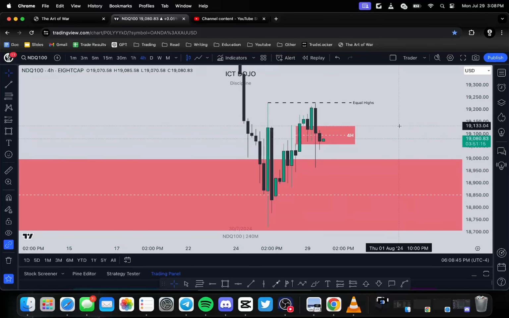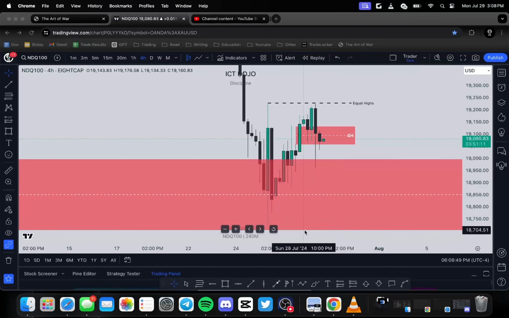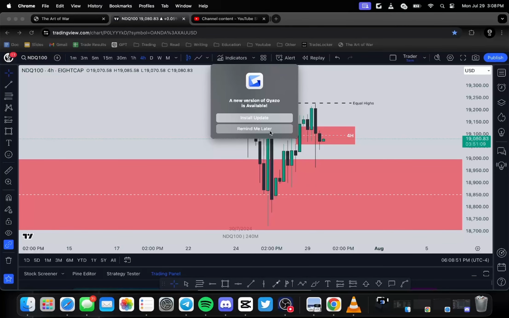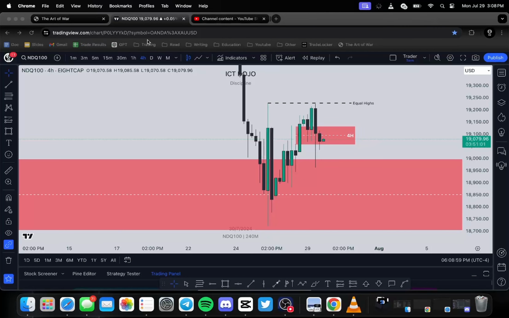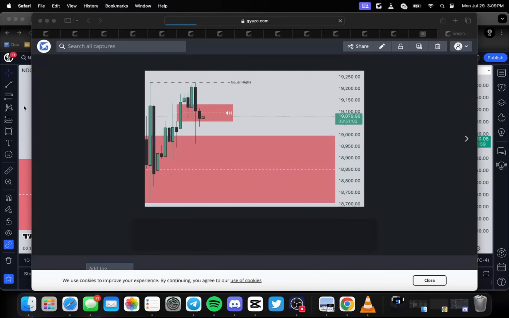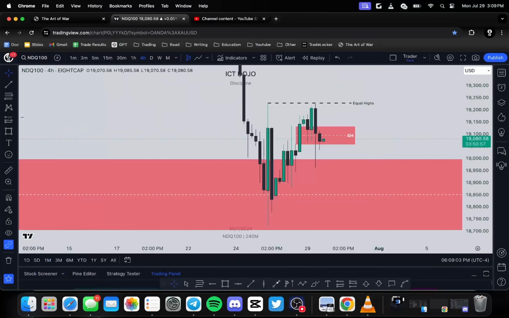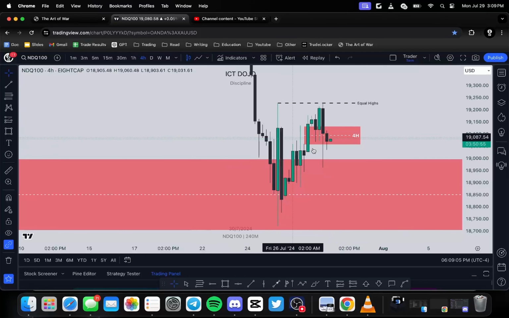I'm going to keep an eye on this and see how price reacts to this range. This is something that's going to go into my saved messages so that I could keep an eye on this. Boom. There you go. So that's kind of the overview for NASDAQ and gold.